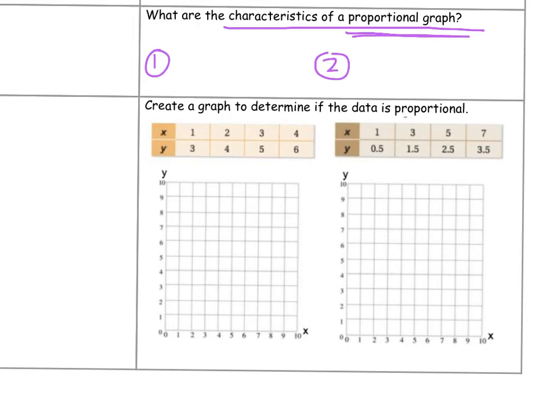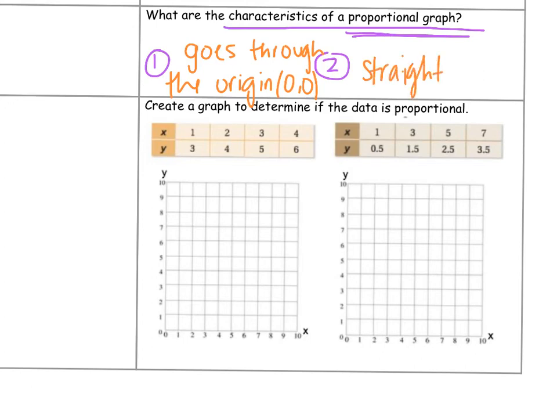So the first characteristic of that proportional graph versus that one that was not proportional that I noticed is that the first one goes through the origin, or the 0, 0. All proportional graphs are going to go through the origin. The second thing that all proportional graphs will be is they are a straight line. So both of our graphs had a straight line, but only the first one that was proportional went through the origin, and that's what made the distinction.